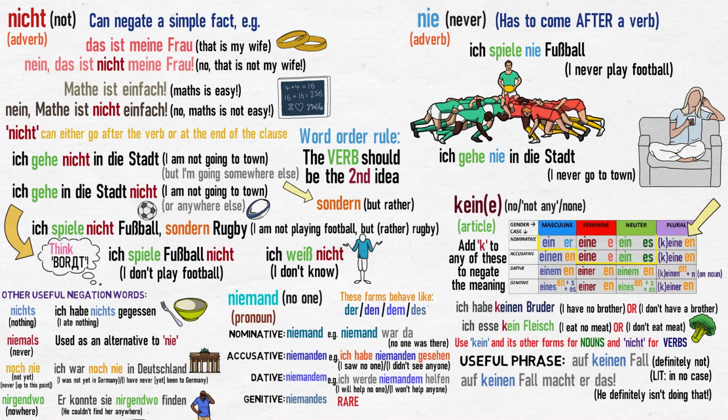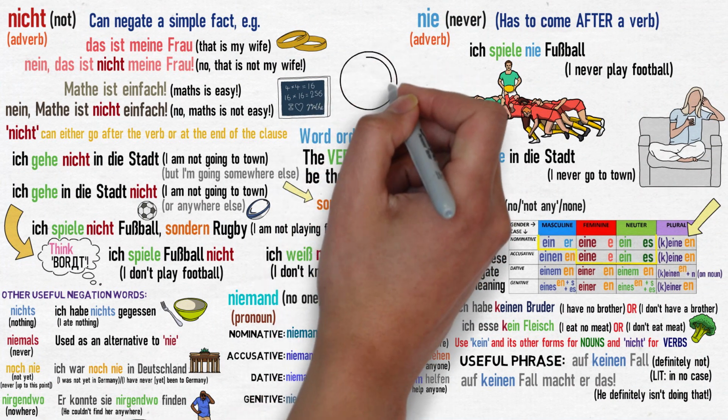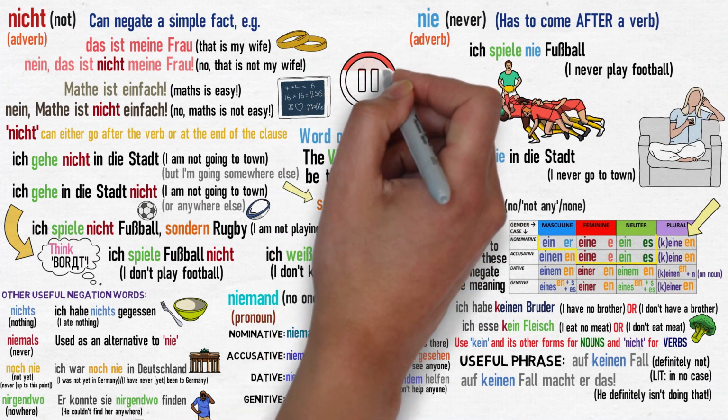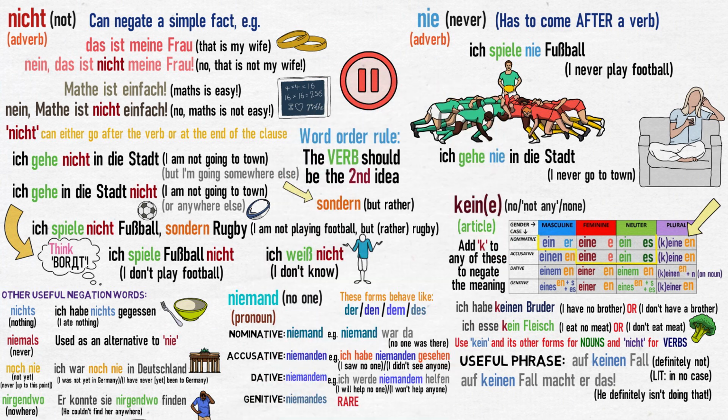So that's how negation works in German. It's a good idea to pause the video now to recap how to use nicht, nie, kein, and niemand, as well as the other negation words I mentioned.